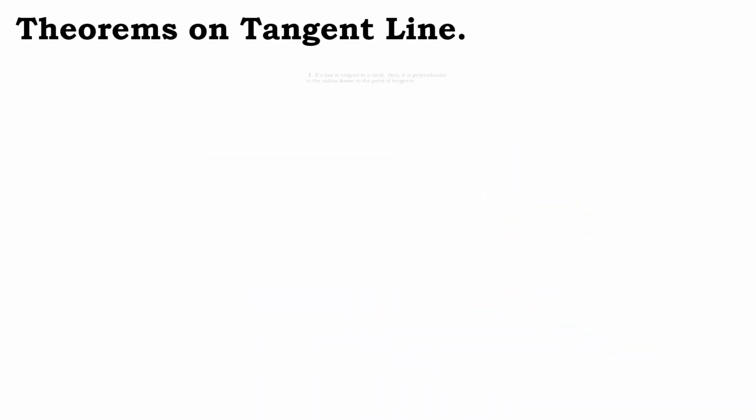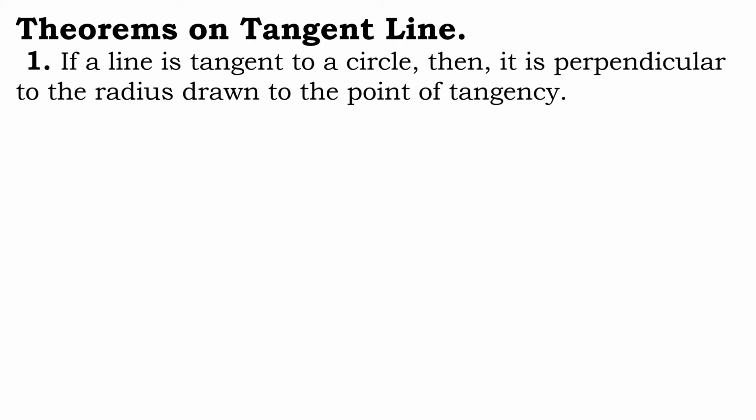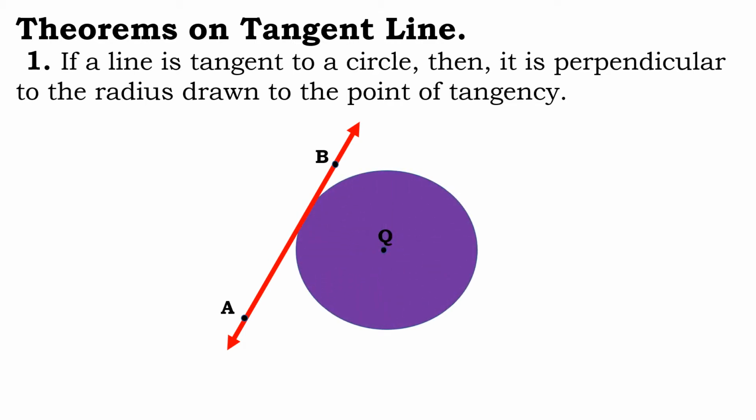Theorems on tangent line. Number 1. If a line is tangent to a circle, then it is perpendicular to the radius drawn to the point of tangency. If line AB is tangent to circle Q at point R, then it is perpendicular to the radius QR.